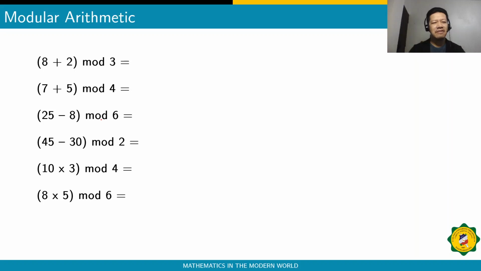So let's have some examples. Let's say, for example, 8 plus 2 modulo 3. So kindly try it on your assets there.